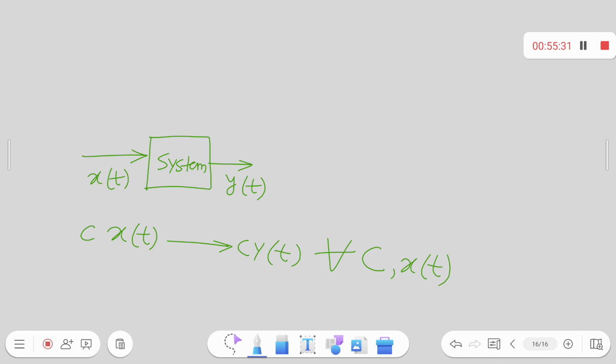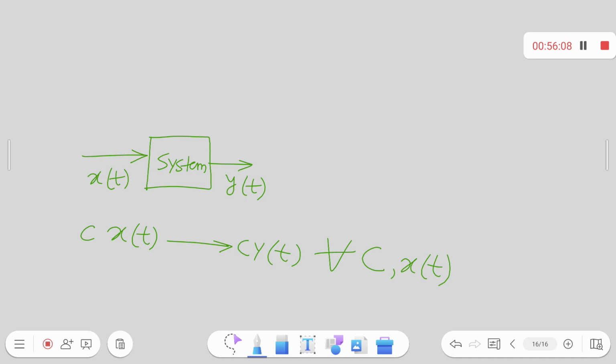Example for that homogeneous system. Okay, let's take the same y of t is equal to k times x of t. If x of t gets multiplied with some constant, then the output is basically c times that particular input. So y of t is equal to k times x of t can be regarded as a homogeneous system.